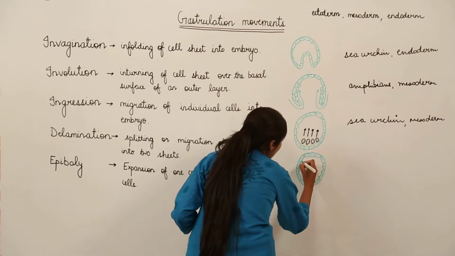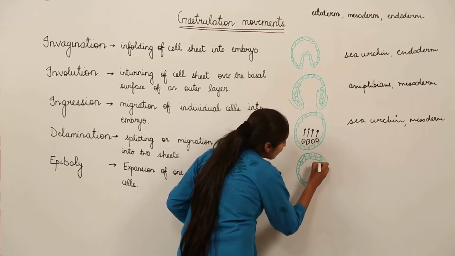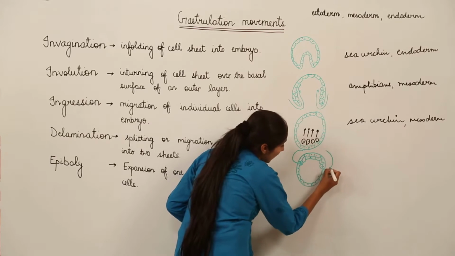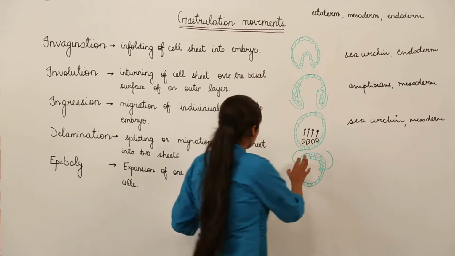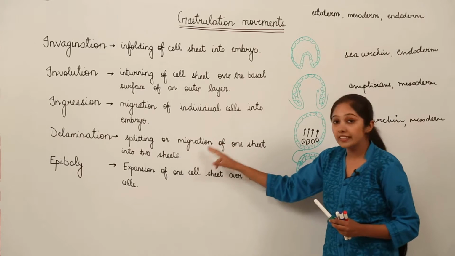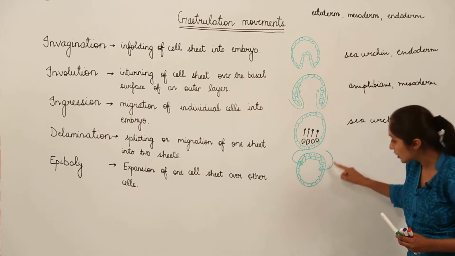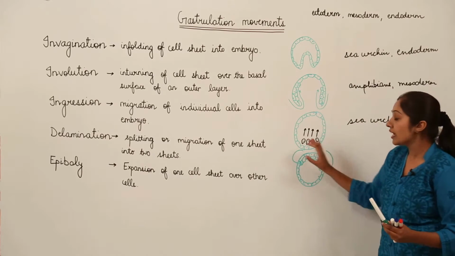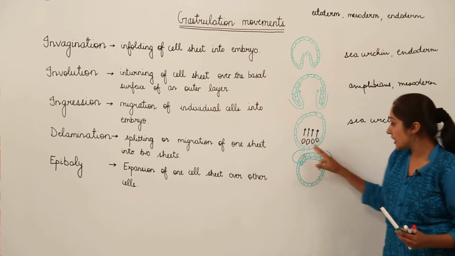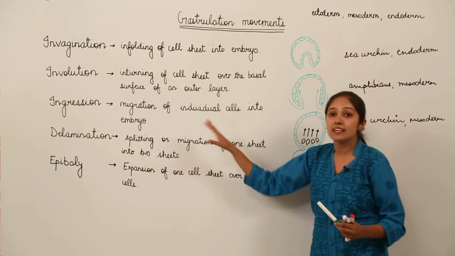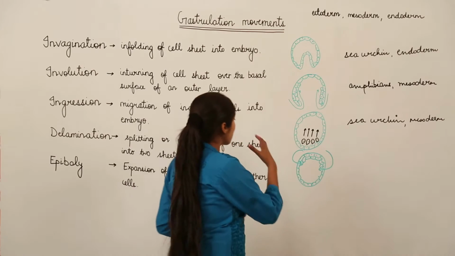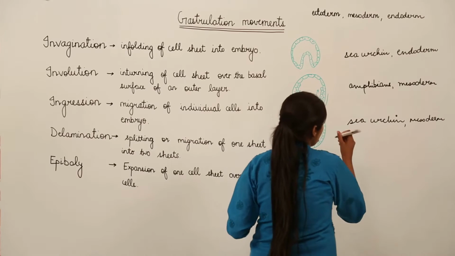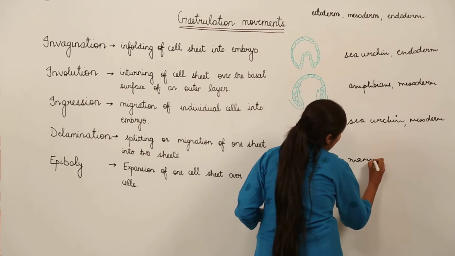So here I have another sheet of cells, and the movement is somewhat in this direction. Okay, we'll show the arrows like this. So this type of movement, that is splitting or migration of one sheet into two sheets. This can be splitting also, or this can be migration also. I mean, the cells have moved, and this migration of one sheet into two sheets is known as delamination. Now let's see in which type of organism this type of gastrulation movement is seen. This type of gastrulation movement is seen in case of mammals and birds.